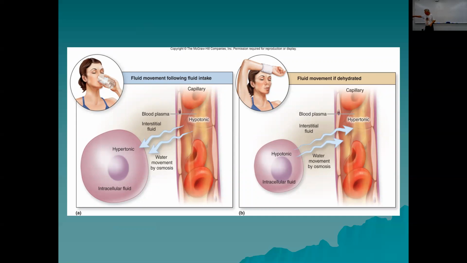Other side, the exact opposite. Fluid movement when dehydrated: if the blood turns hypertonic, it will suck water into the cardiovascular system, making the interstitial fluid salty. And that will draw water out of the cells and cause cells to shrivel up, which could also be lethal. If you get too dehydrated, you can die of dehydration.